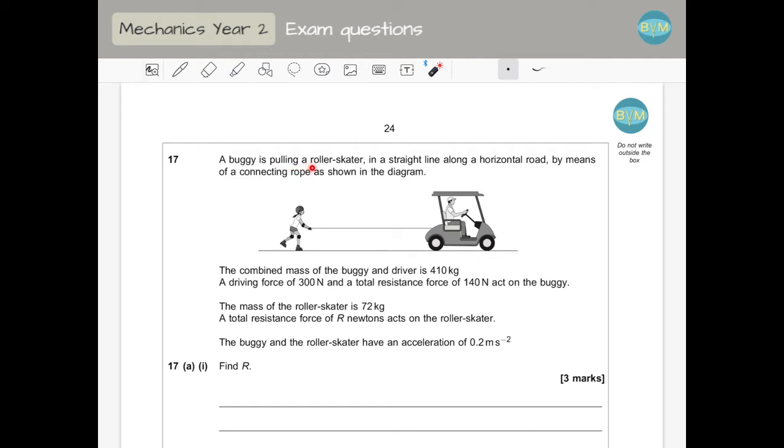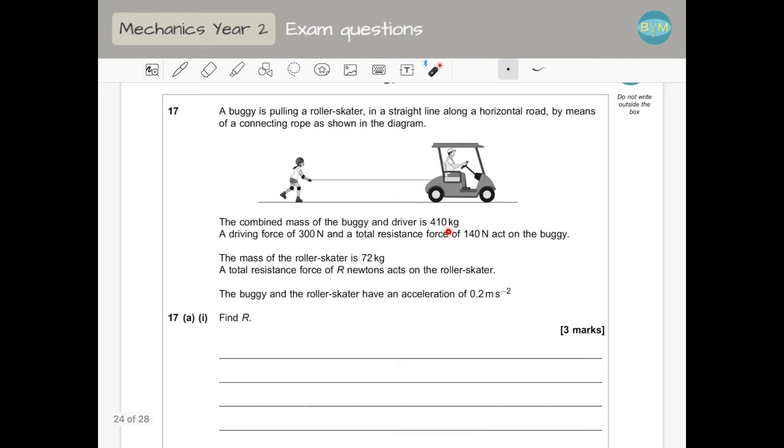You have a buggy pulling a roller skater in a straight line along a horizontal road, by means of a connecting rope as shown in the diagram. The combined mass of the buggy and the driver is 410 kilograms, a driving force of 300 newtons and a total resistance force of 140 newtons act on the buggy. So we can draw them. Driving force in this direction is 300 newtons. Resistance force in this direction is going to be 140 newtons. The buggy and the roller skater have an acceleration of 0.2 meters per second squared in that direction.